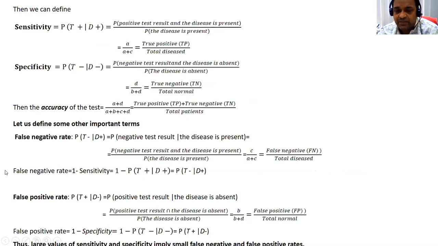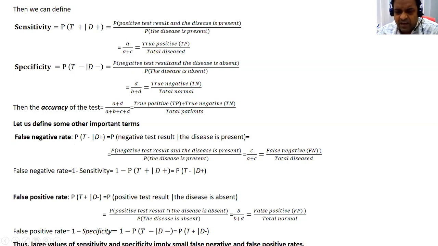Similarly, the false negative rate is 1 minus sensitivity, and the false positive rate is 1 minus specificity. Similarly, 1 minus the false positive rate will be specificity. These are the two errors that can be calculated by conditional probability: one is the false negative rate, and the other is the false positive rate.